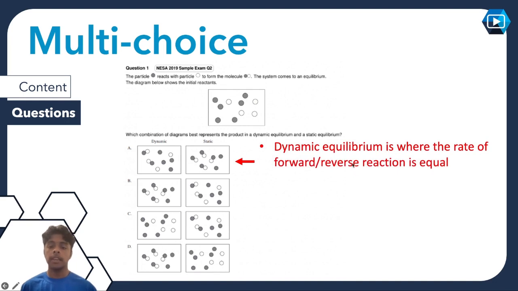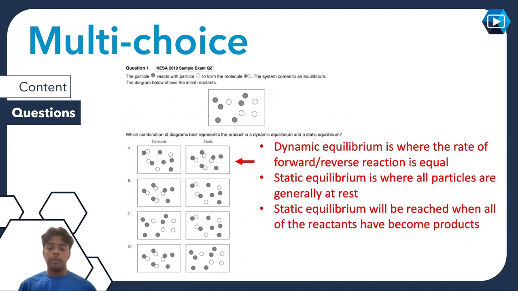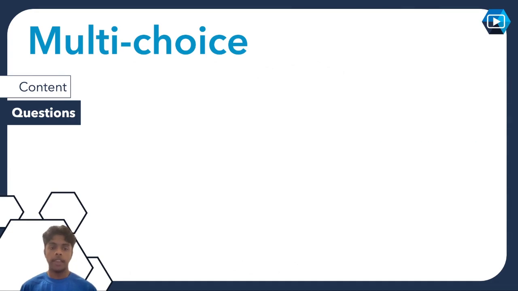Moving on now. So dynamic equilibrium is where the forward and reverse reaction rates are equal. Static equilibrium is where all the particles are generally at rest. Static equilibrium will be reached when all of the reactants have become products or if the reaction doesn't take place in the first place. And therefore, we can get A as our answer.